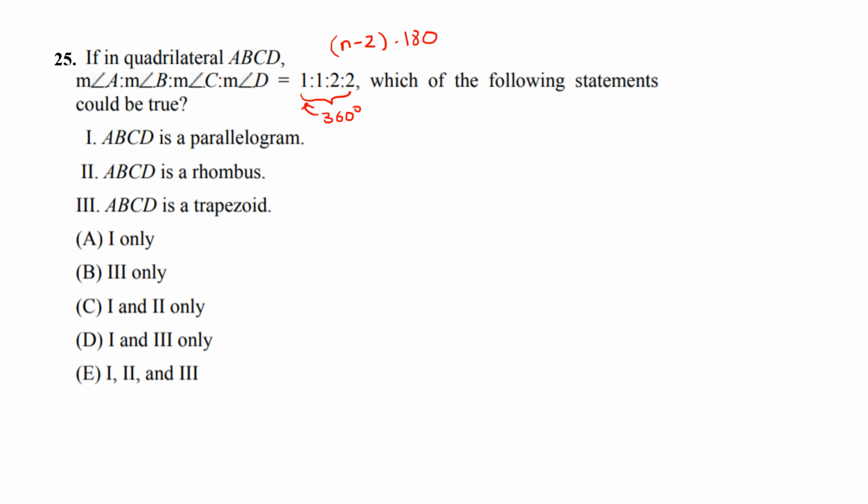So it looks like these sum up to 6, right? 1 plus 1 plus 2 plus 2 is 6. So if we do 360 divided by 6, we get 60. So we know that 1 in the ratio corresponds to 60. Therefore, our actual ratio of angles is 60 degrees to 60 degrees to 120 degrees to 120 degrees. You can verify this by adding it up. It should add up to 360.